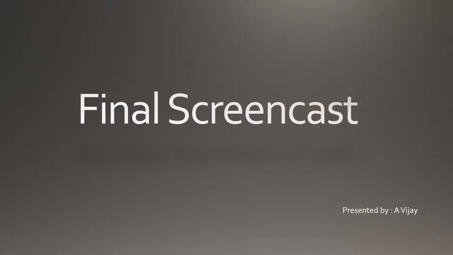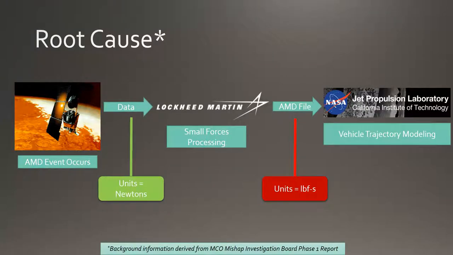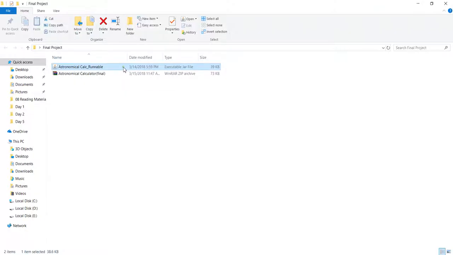Welcome to this screencast on my version of the astronomical calculator. The reason I've taken on this project is because the client in question needed a solution to the Mars Climate Orbiter failure in 1990. The major reason for the failure of this MCO was because there was no conversion issue found during validation testing, and hence the unit newtons converted to pound-foot per square second, with the value remaining the same. This is the final product which a client will obtain.